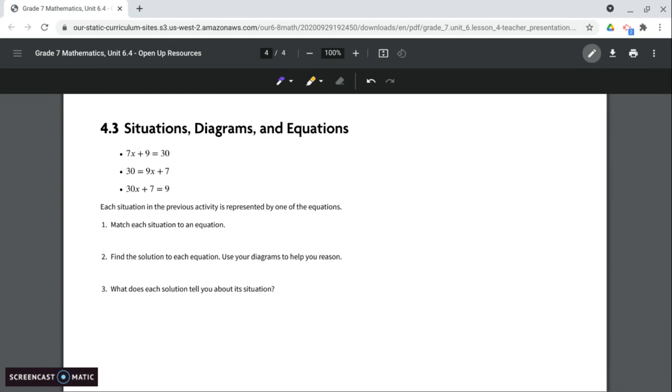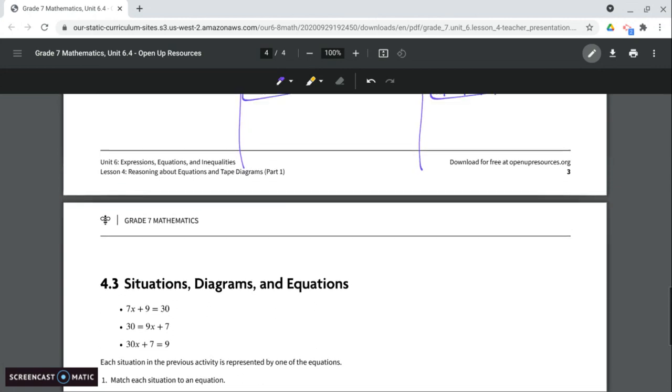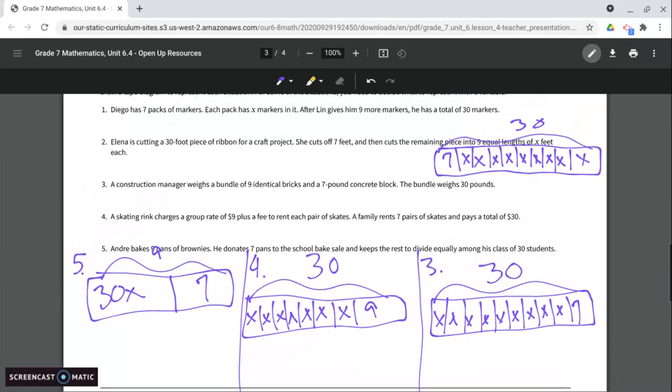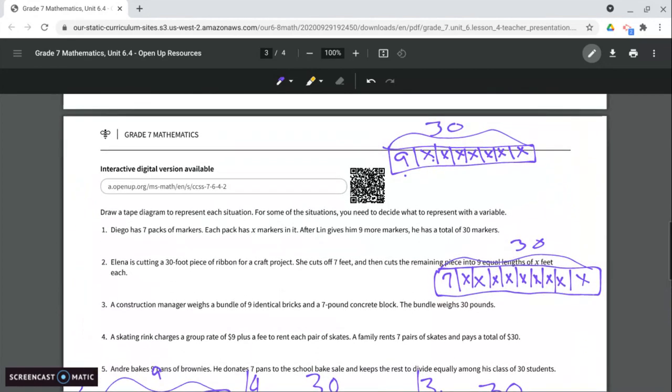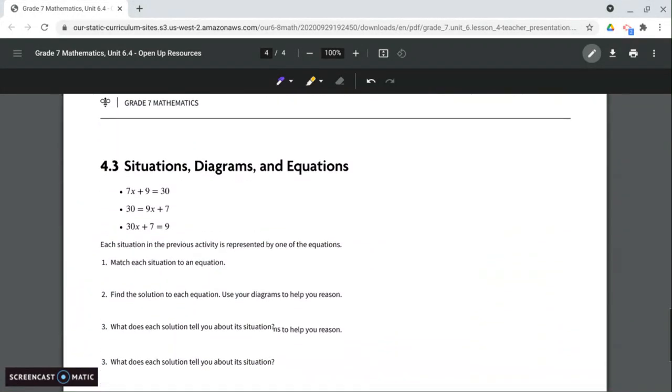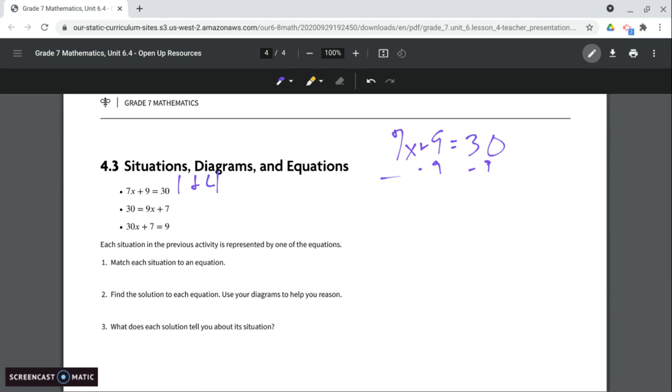So we have 7x plus 9 equals 30. So looking back, where did we have 7 x's plus 9 equaling 30? Well, we had it here in situation 1, and we had it here in situation 4. So 1 and 4. And if we solve that, 7x plus 9 equals 30, we subtract 9. 7x equals 21. Divide by 7. x equals 3.